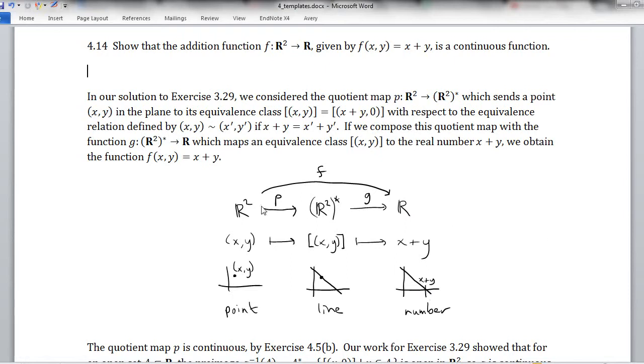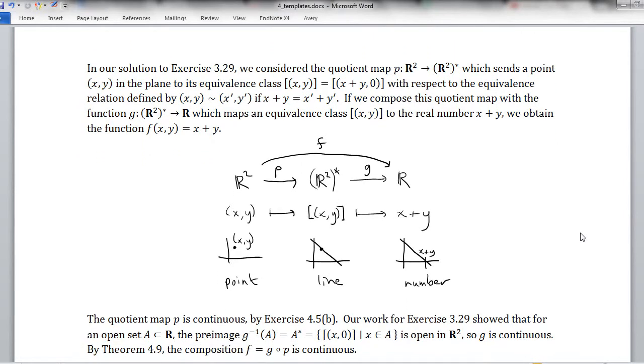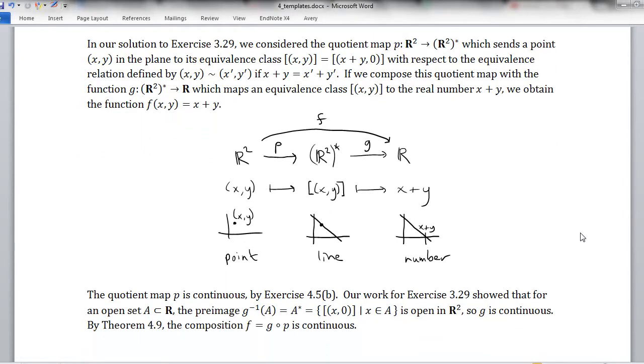So if you look from beginning to end, we're starting out with the point (x, y) and we're ending up with the number x plus y. So we definitely do get f by composing P and g. Okay, so it remains for me to make sure you're convinced that P and g are continuous, and then it'll follow that f is continuous by the theorem. Well, P, since it's a quotient map, is continuous by exercise 4.5b. We've shown that quotient maps are always continuous.